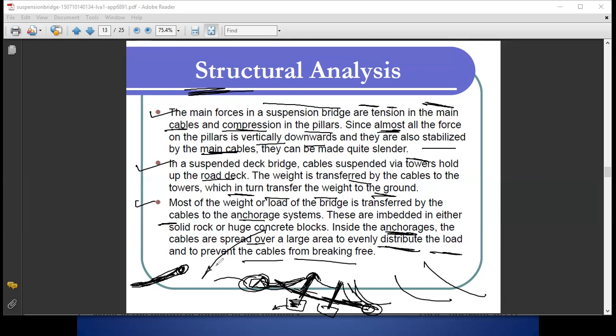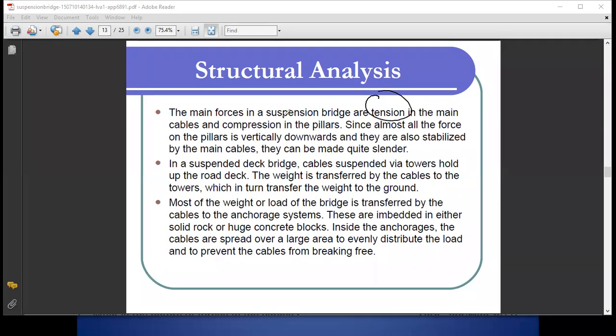So these are some important points regarding the structural analysis of the elements of the suspension bridge. The main force carried by the cable is tension, and the load carried by the pillars is compression. Whatever load is carried by the pillars will be transferred to the foundation. In suspension bridges, the cables are suspended through the towers, which hold up the deck slab.